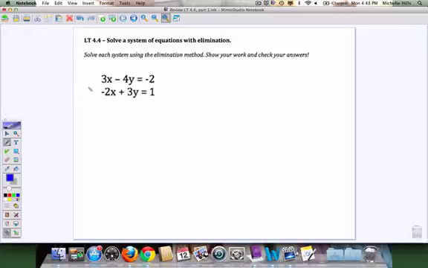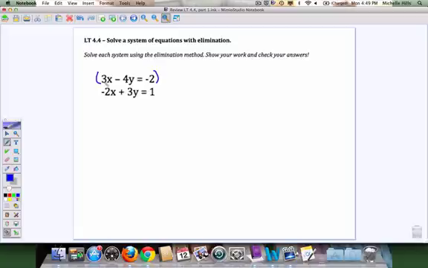When I do the elimination method, I want to combine these two equations together, to add them together, so that I eliminate or get rid of one of my variables. Now in this case, if I add these together as they are, 3x plus a negative 2x is 1x, negative 4y plus 3y is a negative 1y, I don't eliminate a variable. So I look and I say, well, 3 and 2 both go into 6, or 4 and 3 both go into 12. I'm going to deal with the smaller numbers.